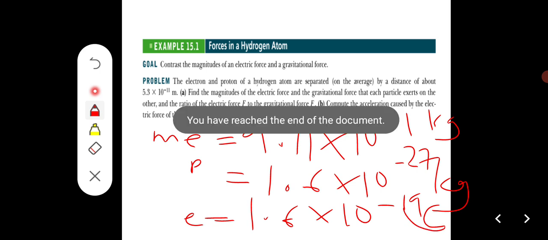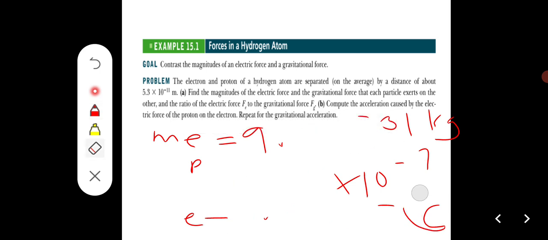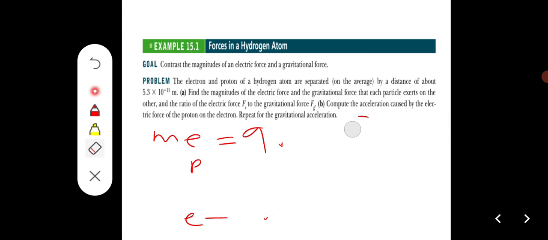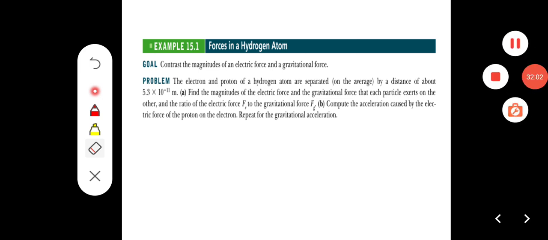So basically, this was our class for today. It was just an introductory class. Next time, I'm going to continue on electric field going forward. But before that, you need to try this question and solve it. Then we'll move on from there.